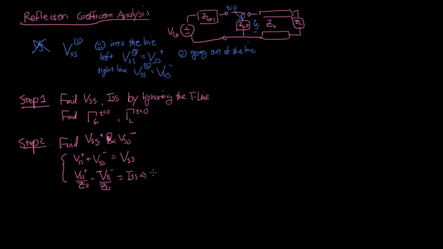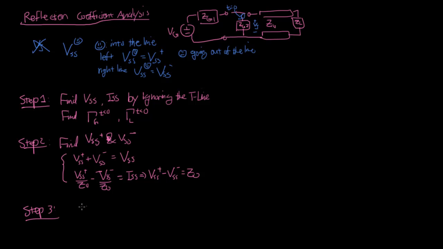And then just like we did earlier, we can multiply both sides by Z0. So you get this. These are our two equations, and we can use them to solve for VSS plus and VSS minus. Again, these are the same steps. Now this is where it deviates a little bit.